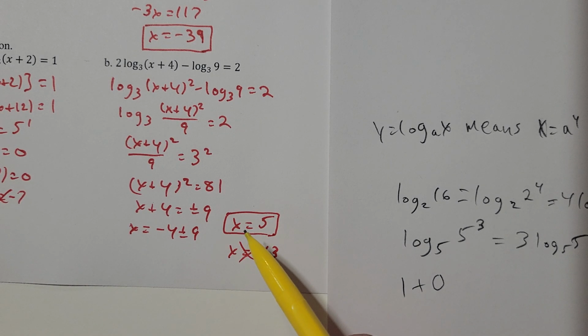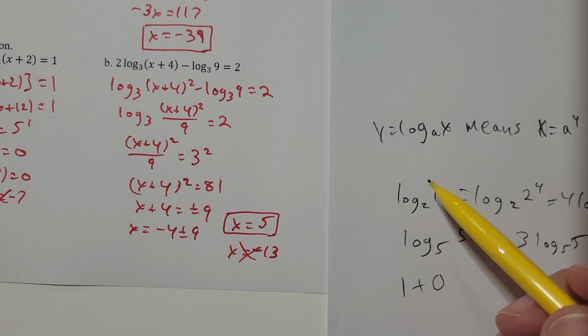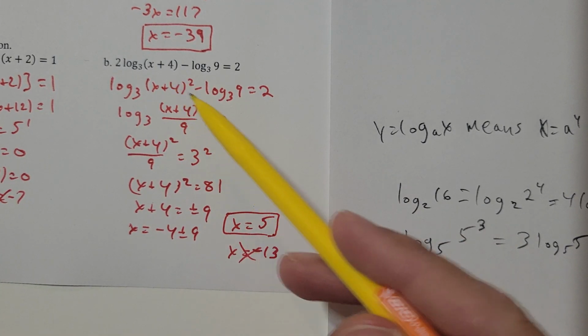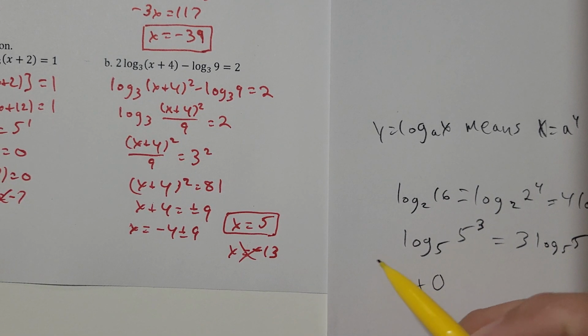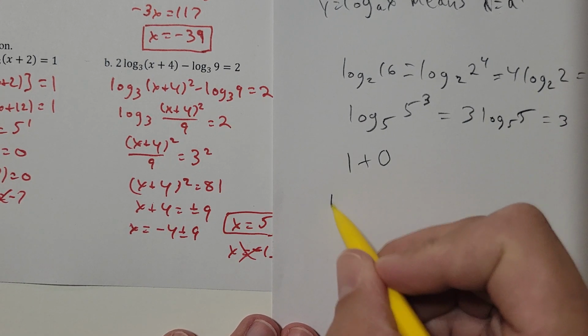Now I want to know, is 5 going to work out? Okay, well, same deal. I plug that into the equation there. 5 plus 4 is 9. I've got 2 log base 3 of 9 minus log base 3 of 9. That would be log base 3 of 9. Okay, so is log base 3 of 9 equal to 2?